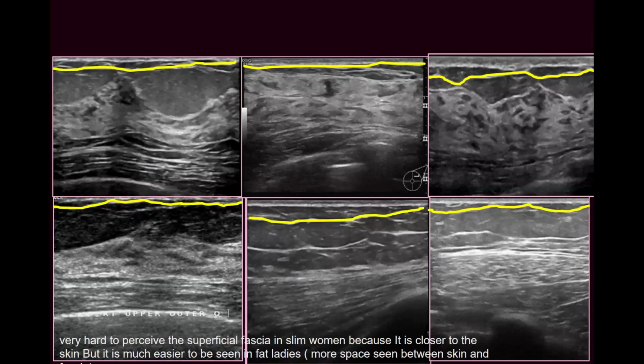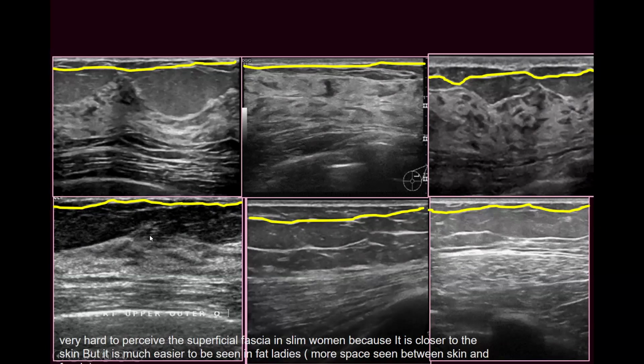Again, here we have different examples. You see, this is a glandular breast, but it is almost close, while this is again a glandular breast, but we can visualize it separately. Here, these two examples of fatty breast. You see, this is very close to the skin, while in this, there is a good amount of fat separating the fascia from the skin. So it is not related to the involuted breast or glandular breast, but it is related to the body habitus of the female.